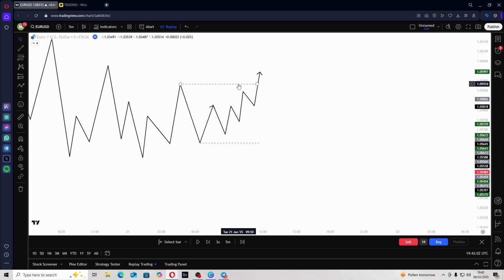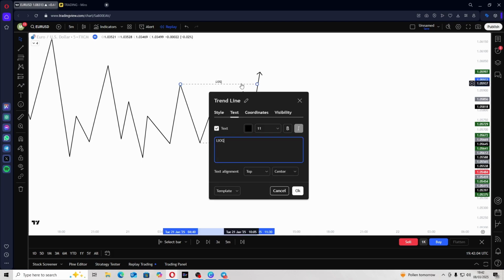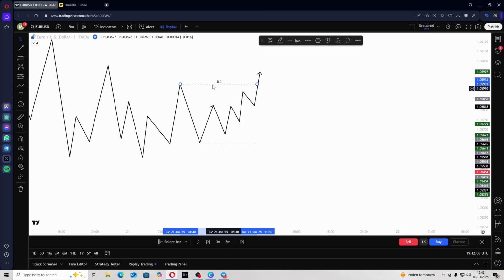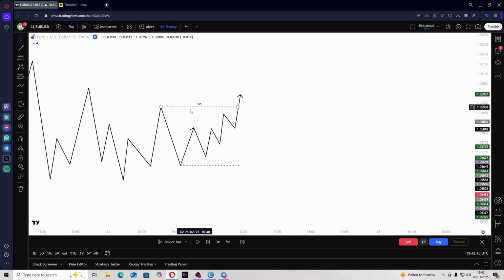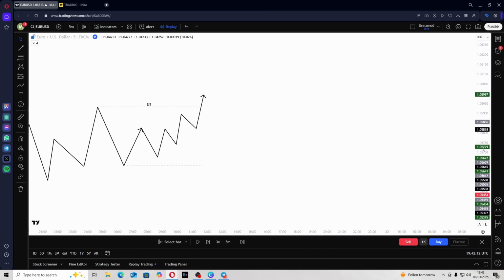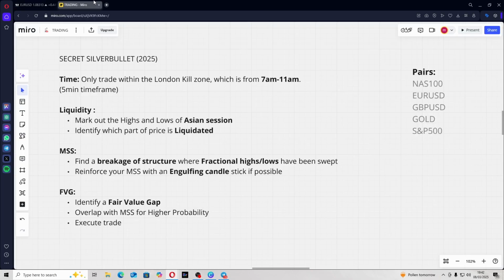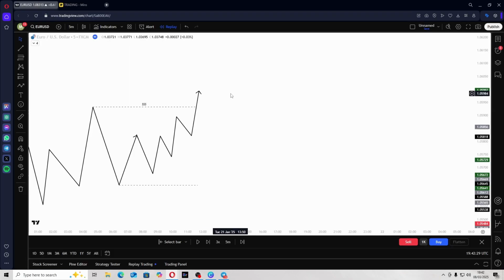And once it actually takes out either the highs or the lows, this will be counted as our liquidity sweep, right? So this is all smart money actually sweeping liquidity, and once smart money sweeps all the liquidity, what we need to do as retail traders from here on out is very, very simple, right? We just need to find a breakage of structure where fractional highs and lows have been completely swept, and we can reinforce our market structure shift with an engulfing candlestick if possible, right? Let me show you exactly what this means.